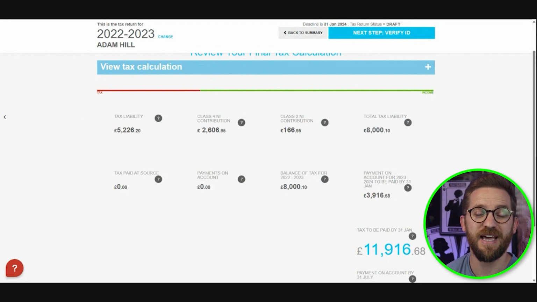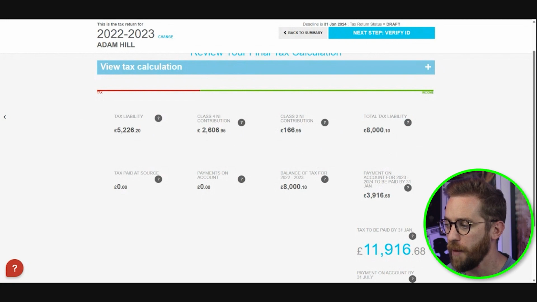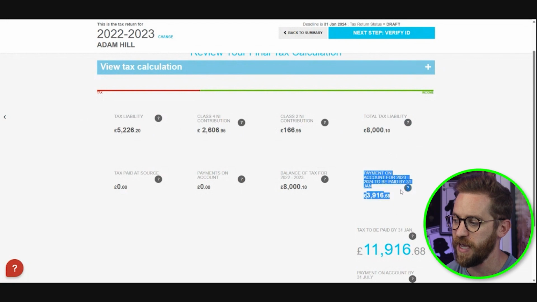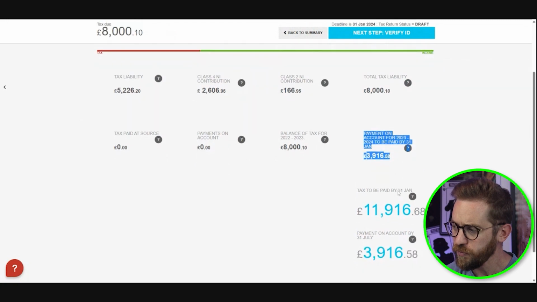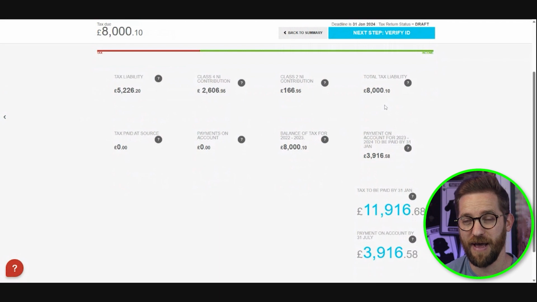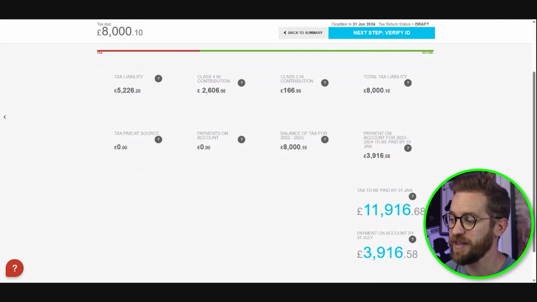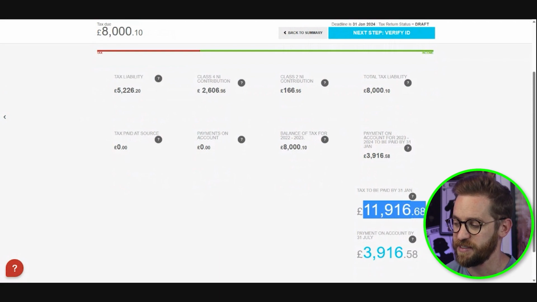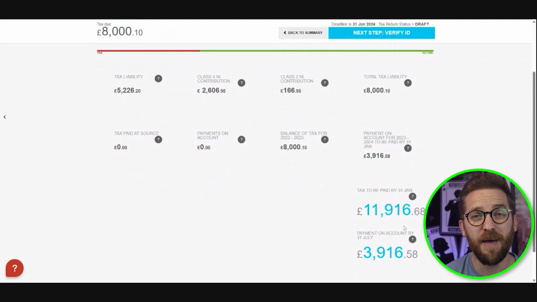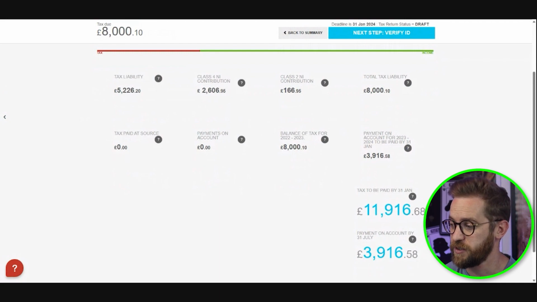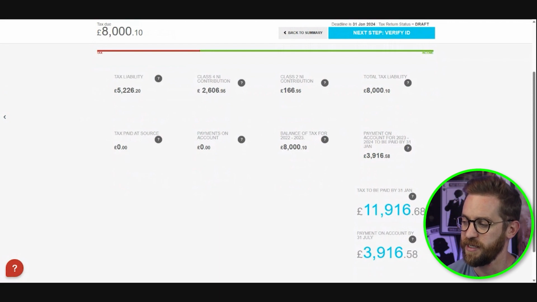We can also see here that as per the guidance, we've got one payment on account that needs to be made by the 31st of January. That's your first payment on account. And again, because this is my first year of payments on account, I need to pay that along with the tax year's liability, along with the £8,000 and 10 pence, meaning by the end of January, I've actually got to pay £11,916 and 68 pence. My second payment on account is then due by the 31st of July. Remember, midnight is the deadline. And again, it's the same amount, 391658.